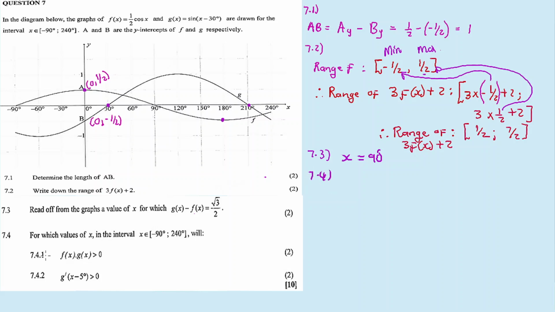7.4. Now my questions. For which values of x in the interval x element of minus 90 degrees to 240 will f of x times g of x be greater than 0? 7.4.1. Sifuna where our g of x more times are no outer to f of x, not g of x over multiplier, uthole a positive value, right?